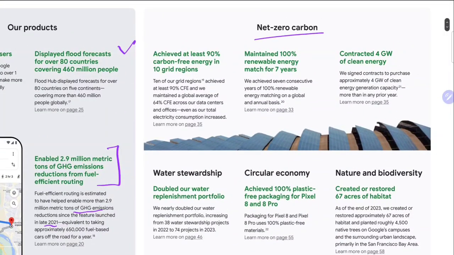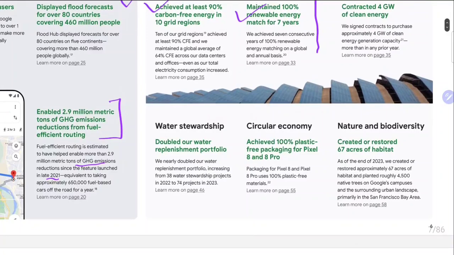Then we have some progress related to the net zero carbon, achieved at least 90% carbon free energy in 10 grid regions and maintained 100% renewable energy match for 7 years. Very important. Contracted 4 gigawatt of clean energy, and of course we will see those details in the later pages actually. Water stewardship, doubled our water replenishment portfolio. Okay, so increasing from 38 water stewardship projects to 74 projects in 2023. So there is a comparison between 22 and 23 data here.